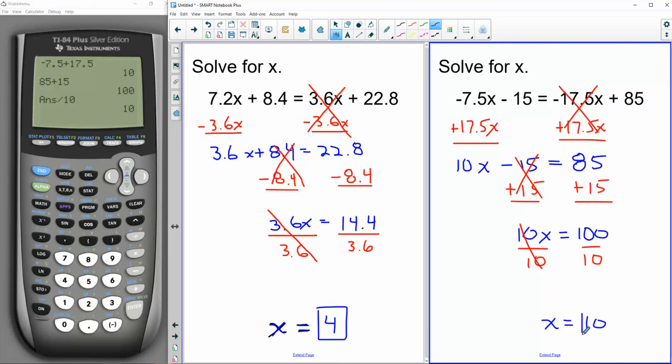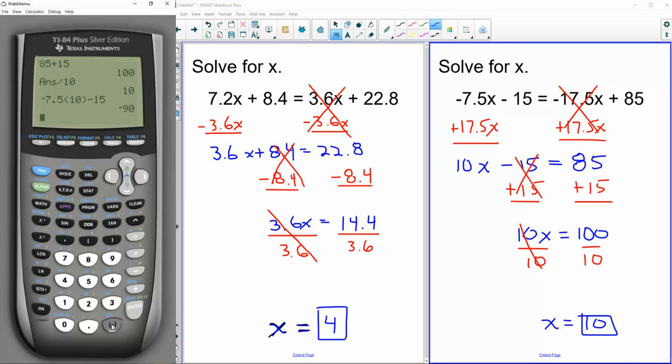Check our answer. Negative 7.5 times x minus 15 is negative 90. Negative 17.5 times x plus 85 is also negative 90. So I know I've got the right answer.